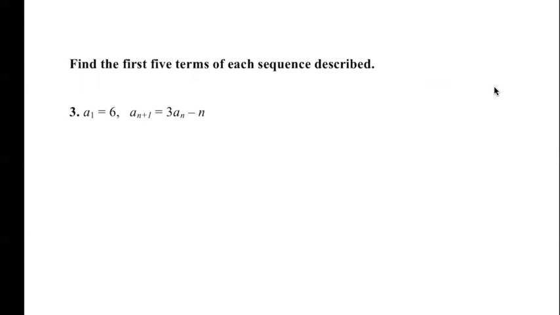This one is still find the first 5 terms. The tricky part is this guy right here, minus n. So I'll give you a little hint. Just make sure this n and this n match. All right, these are the same n's. So try it out. Put your answer in the chat. Okay, go for it.